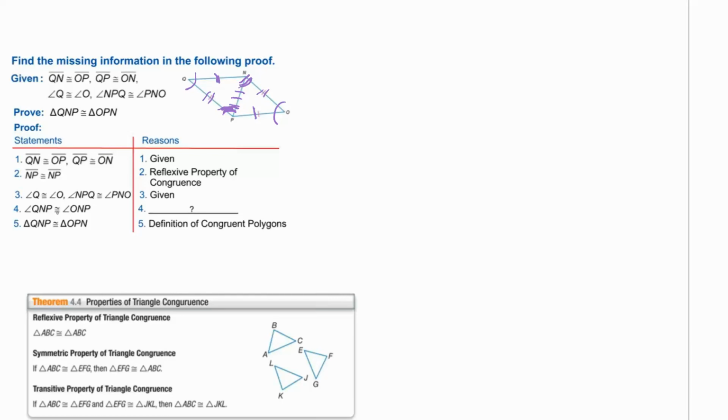So I know that the third angle is congruent by the third angle theorem. And the two triangles are congruent. You can either write because all corresponding parts are congruent, or you can write the definition of congruent polygons. Either way.